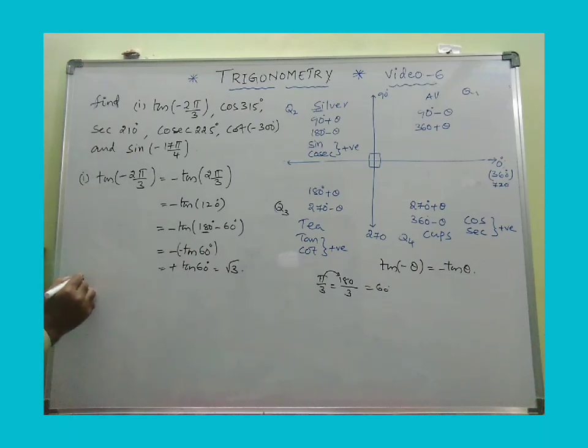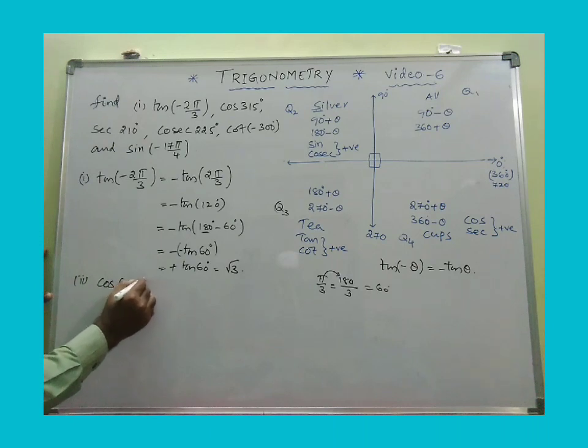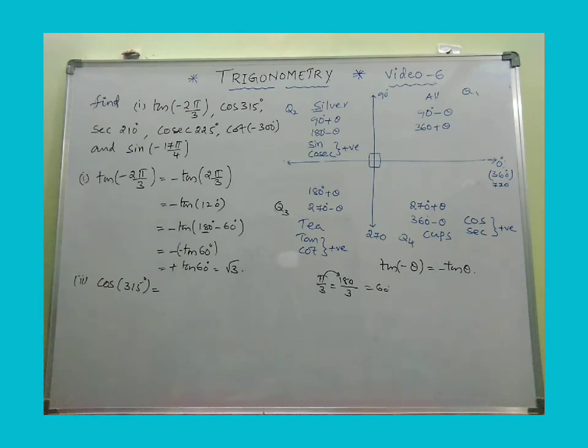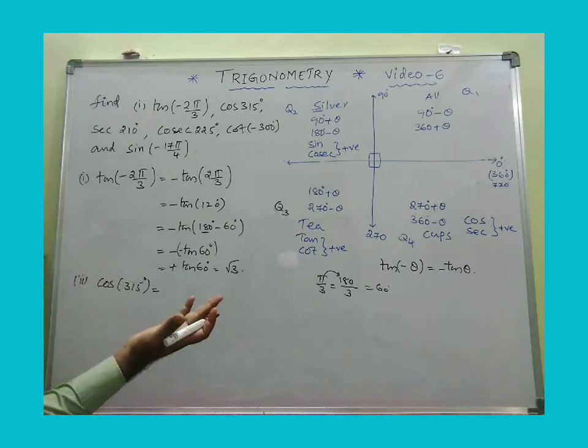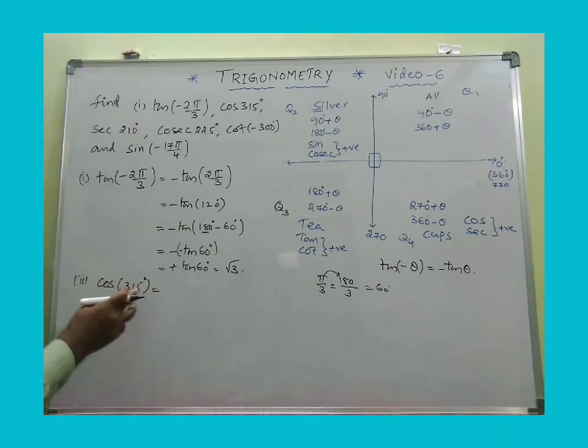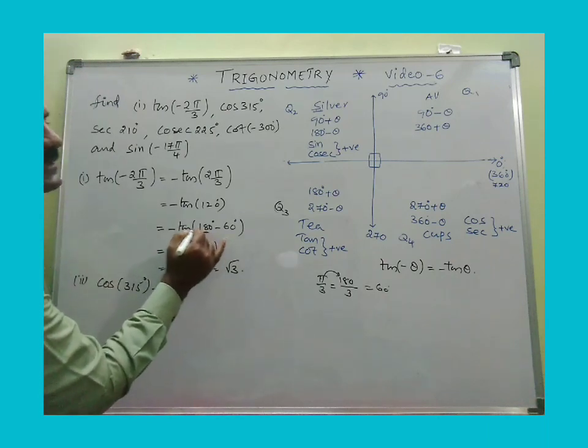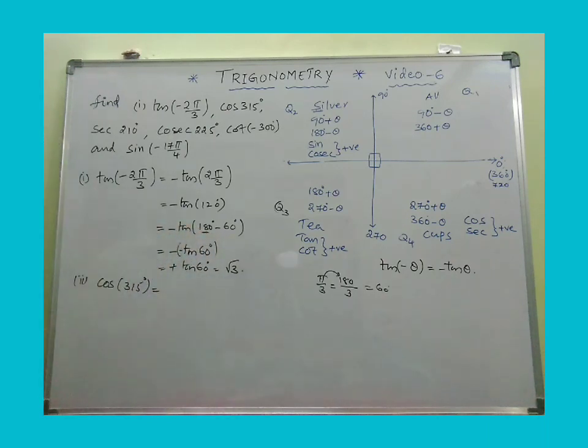Okay, so just go for the second one. The second one is cos of 315 degrees. Now, how do you want to write 315? As you wish: you can write 180 plus something, 270 plus something, or 360 minus something. So better, my dear, always try to express it in terms of 180 plus or minus theta or 360 plus or minus theta, because then there will be no change in the trigonometric function.